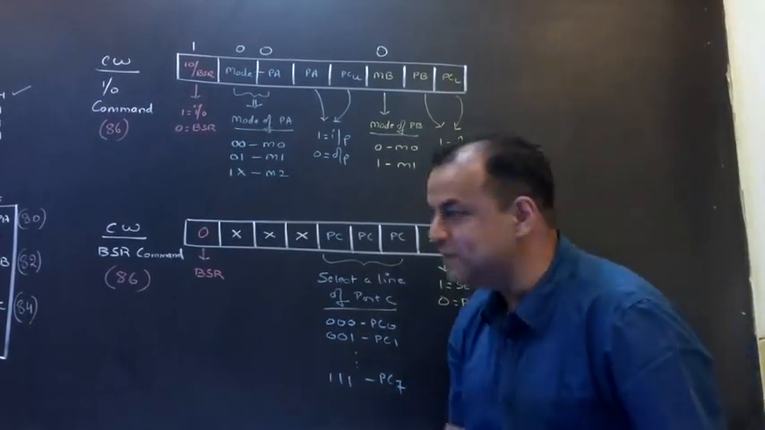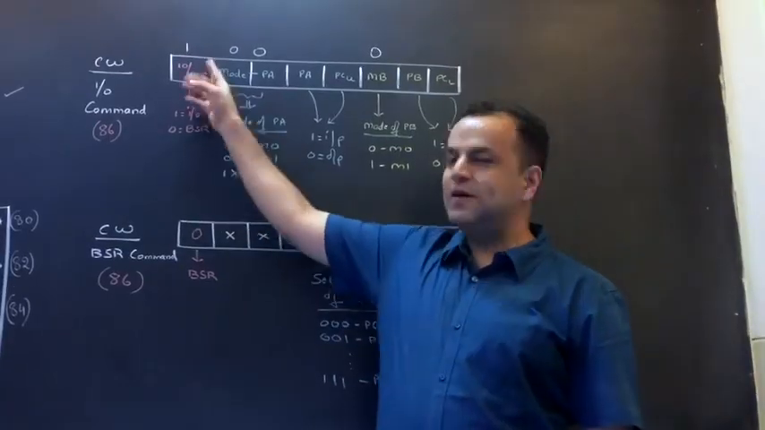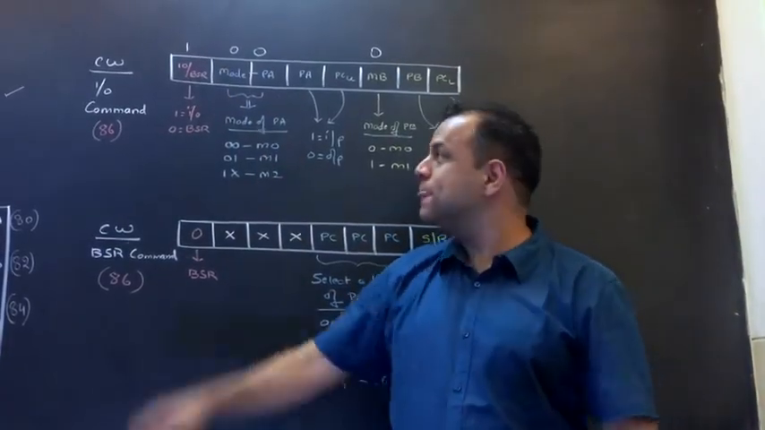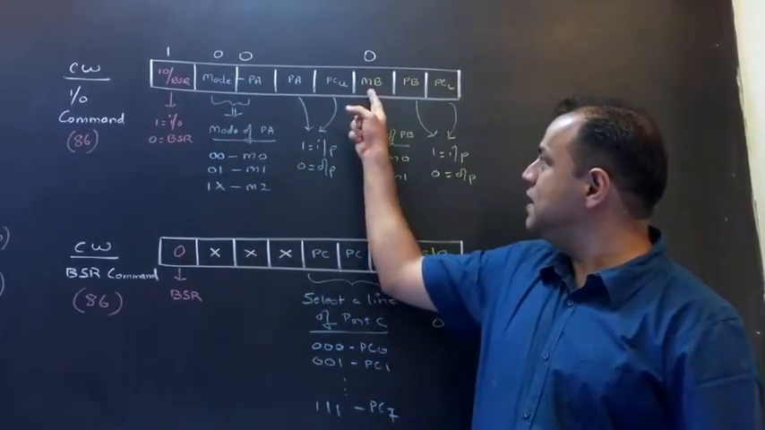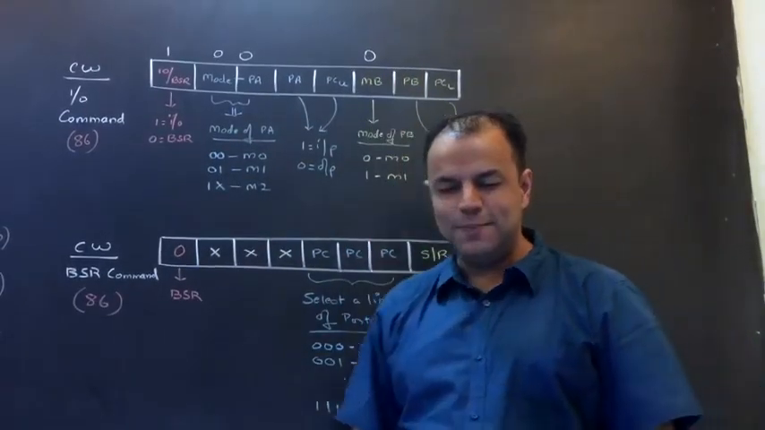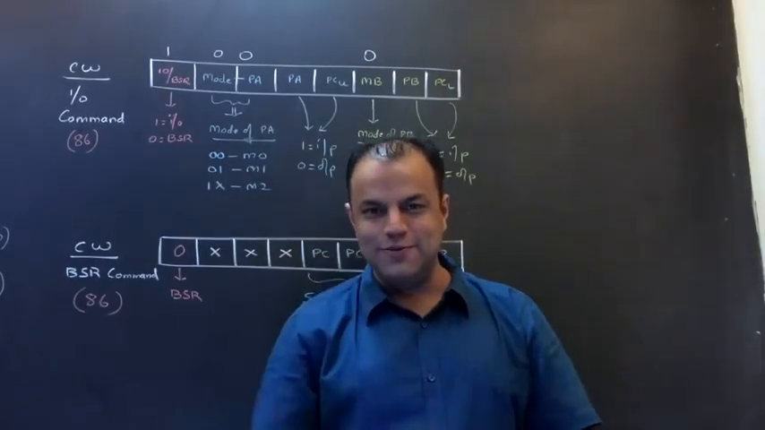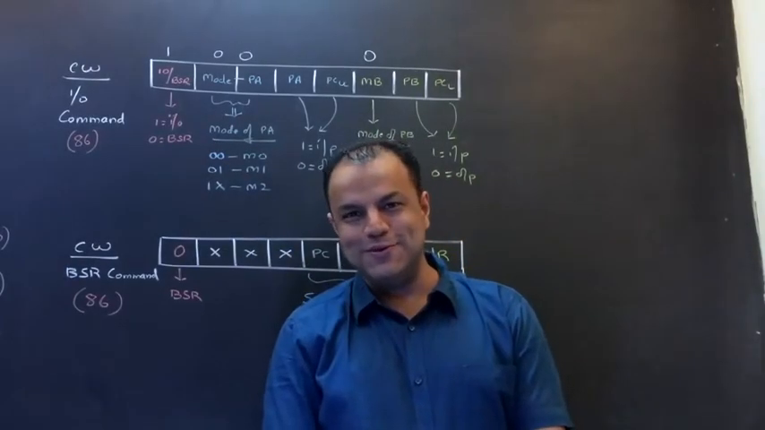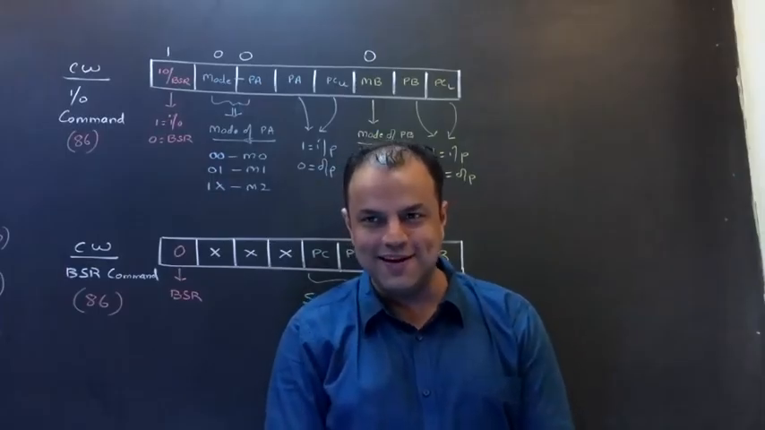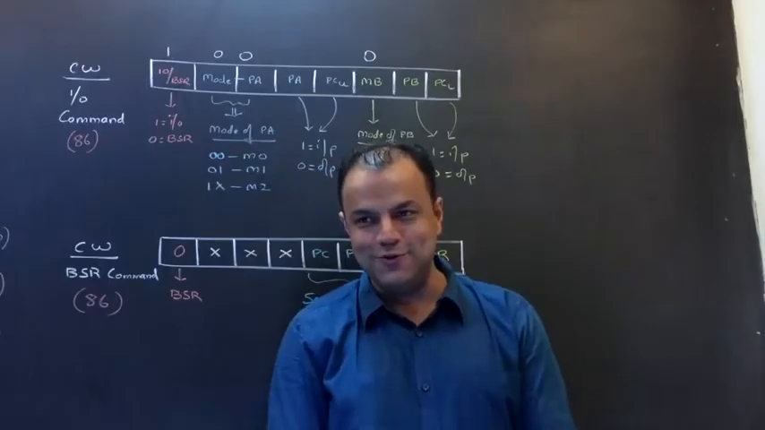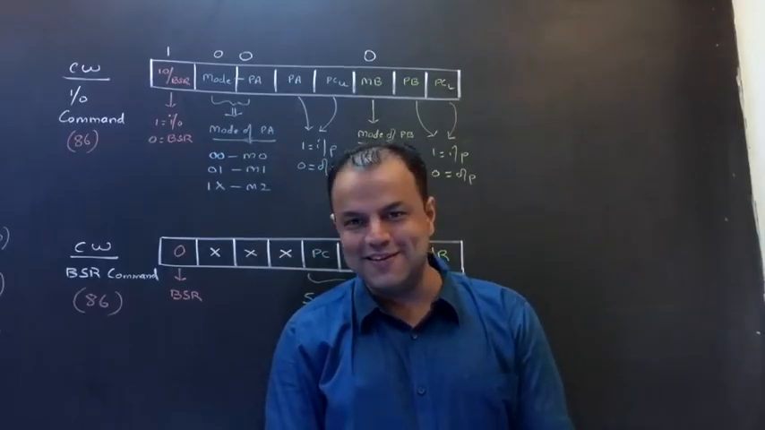Now do me a favor please. Look at the whole command and tell me what you understand. Come on. This bit is 1, so it indicates it's an IO command. Port A is in mode 0. Port B is in mode 0. So what more did you understand? Come on, what more? If port A and port B are in mode 0, it obviously means port C is also in mode 0. Tell me, did you understand this?